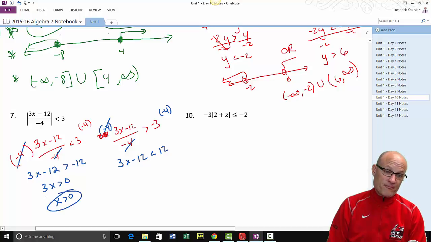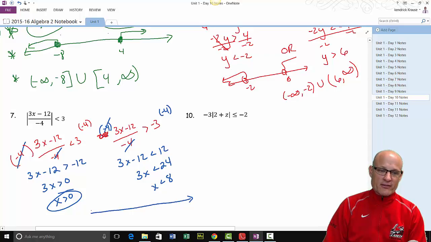That's not a problem. Over here, I'm going to bring this 12 over, so I get 3x is less than 24, or x is less than 8. Let's look at it on the number line just to see what we got here. Greater than 0, less than 8.